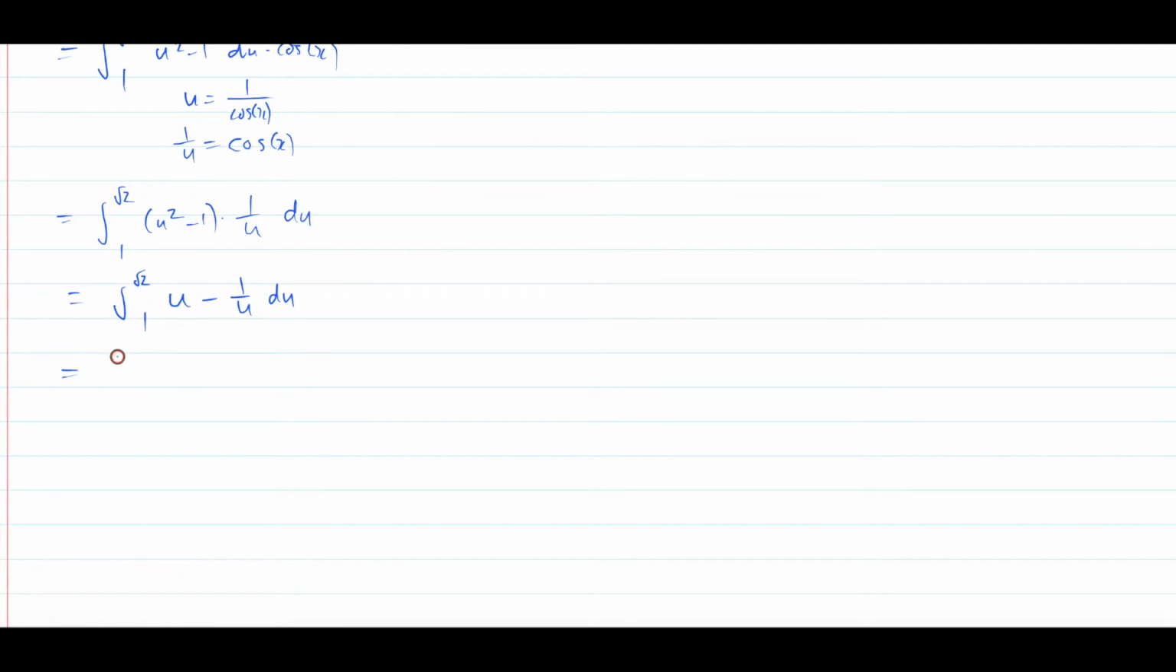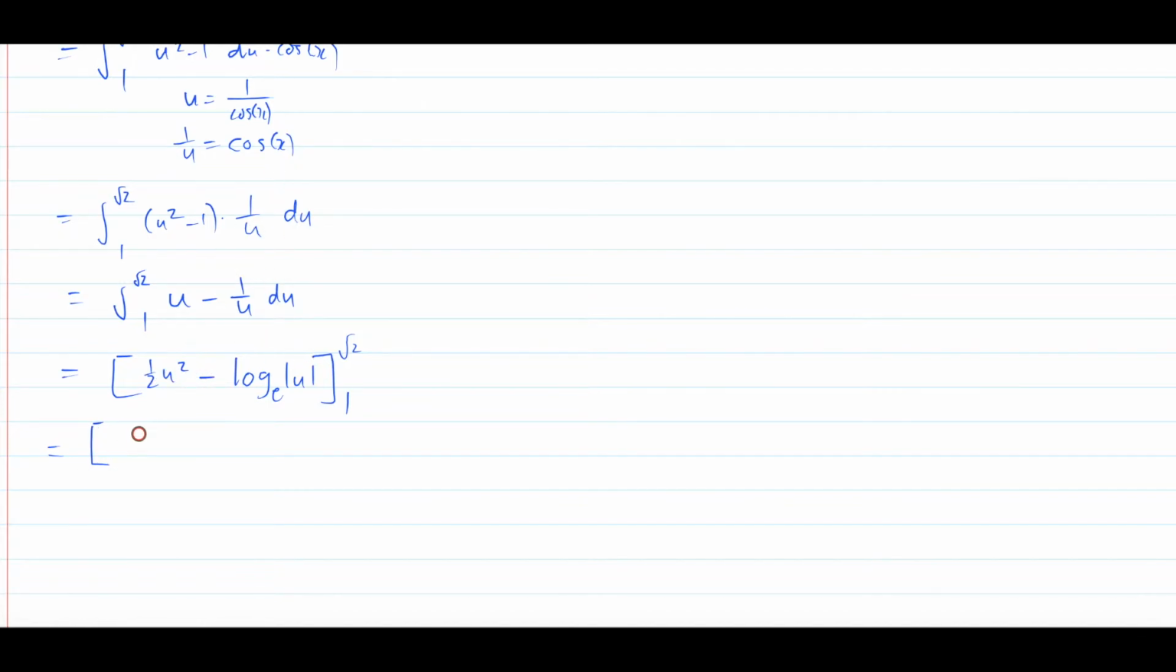So what is the antiderivative of u? That is half u squared. What is the antiderivative of 1 on u? That is not u to the power of negative 1. Don't add power, don't use polynomial. It turns into log e mod of u. And then you sub in the root 2 and the 1. Okay, and then we're almost done. Sub in the numbers and then you should be done after that.